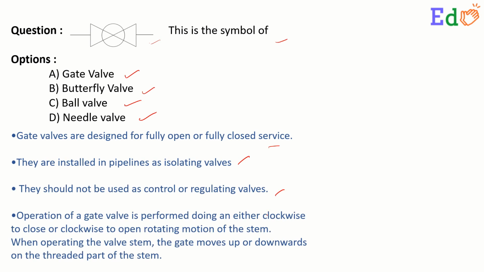Operation of a gate valve is performed by either a clockwise rotating motion to close or an anticlockwise rotating motion to open, of the stem. When operating the valve stem, the gate moves up or downwards on the threaded part of the stem.